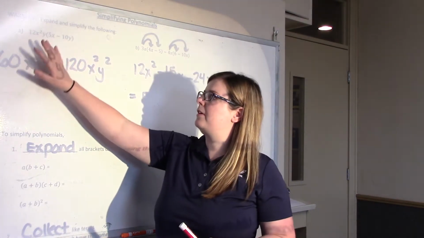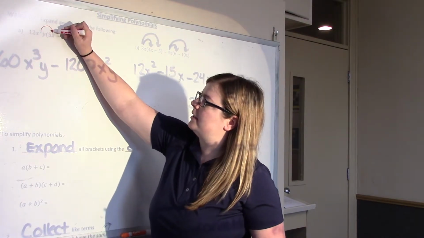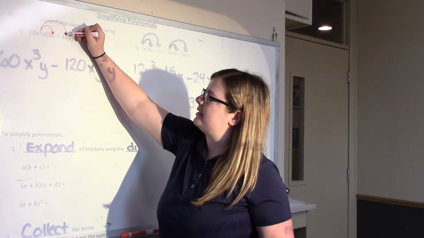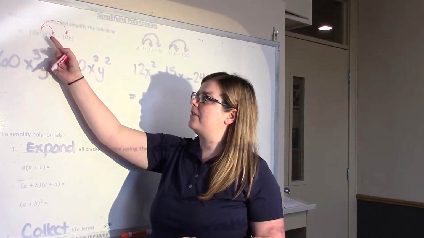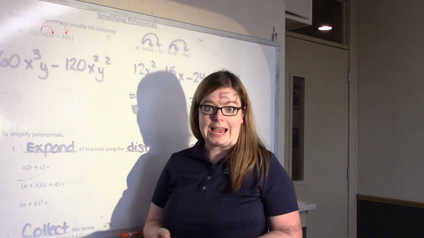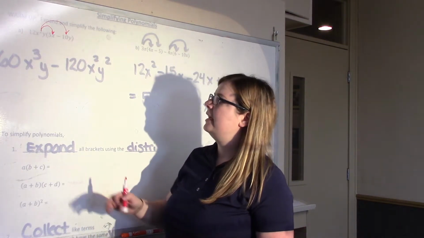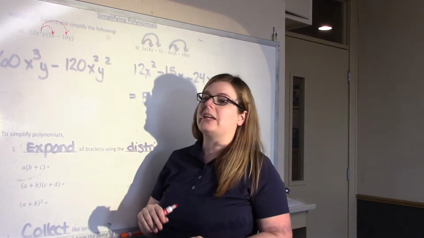Okay, so to go from here to this, all we did was distribute this to the 5x as well as to the negative 10y. So remember, you just multiply the numbers together. The x squared times the x becomes x cubed. Remember, you just add the exponents. And then the y, there's no other y, so it just becomes y. And you do the same thing for the second term.